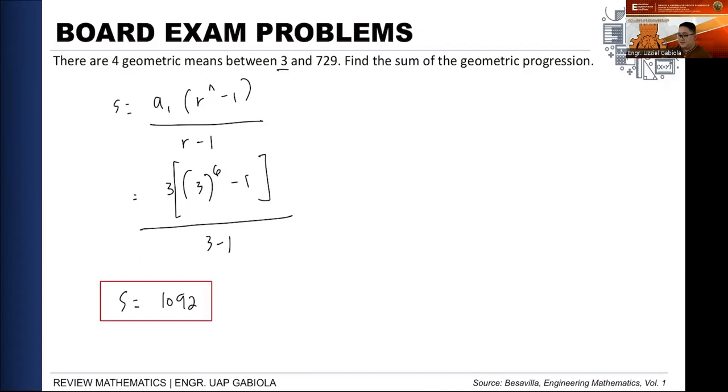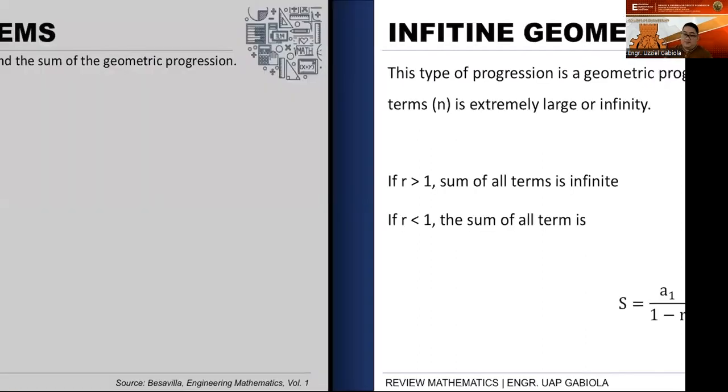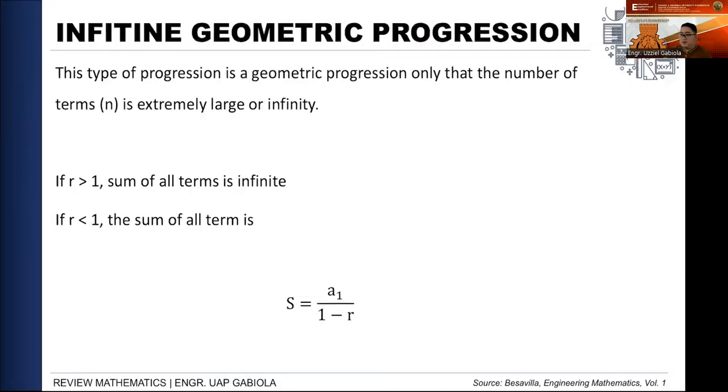Then last is yung tinatawag nating infinite geometric progression. So this type of progression is a geometric progression only that the number of the terms is extremely large or approaching infinity. No? So if yung ratio daw natin is greater than 1, the sum of all terms is infinite. If yung r natin is less than 1, the sum of all terms is given by the formula a1 all over 1 minus r. Okay?